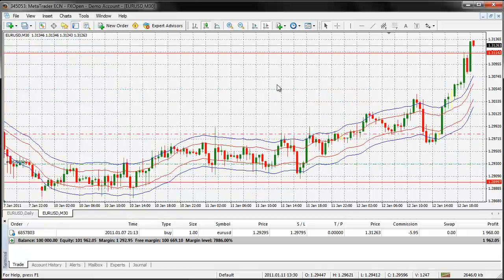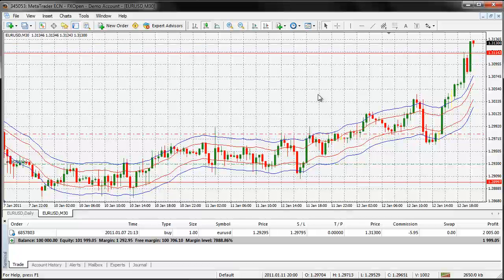So that is the envelopes indicator. I will leave you with that one for the moment. Practice this little setup here for 2 to 3 days, and then move on to the next one.